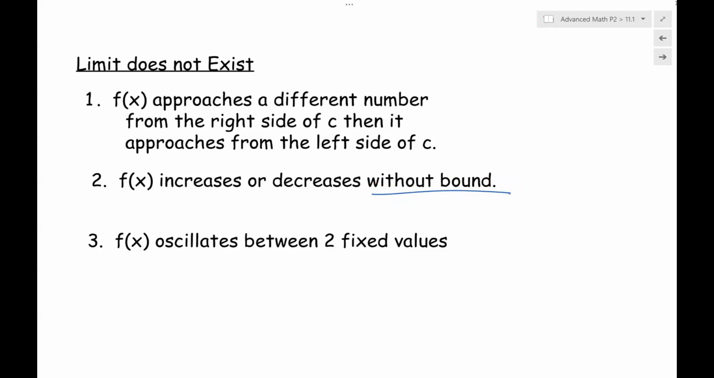And then finally is the strange case when f of x oscillates between 2 fixed values. We don't see that a lot, so it's not one that comes up. It's 1 and 2 that are more prevalent in your study here and in calculus. In fact, I don't think too often you look at graphs like the ones that occur for number 3, but it is a case where the limit doesn't exist.